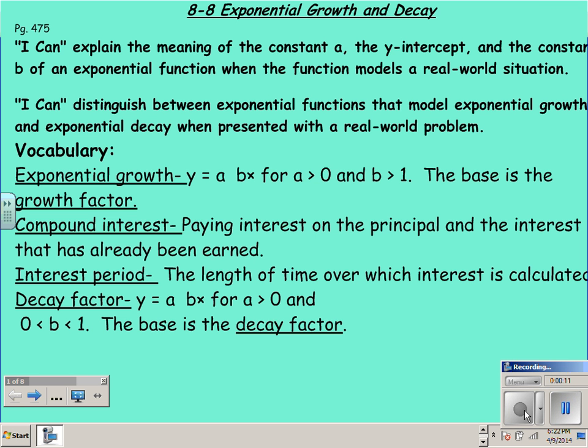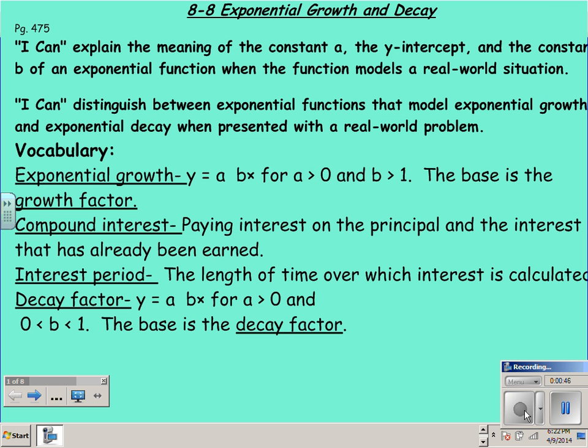I can explain the meaning of a constant a, the y-intercept, and the constant b of an exponential function when the function models a real-world situation. So today we're going to be working with the real-world situation, otherwise known as growth and decay. I can distinguish between exponential functions that model exponential growth and exponential decay when presented with a real-world problem. So today also you're going to identify when you're looking at an equation that is growth and when you're looking at an equation that is decay.